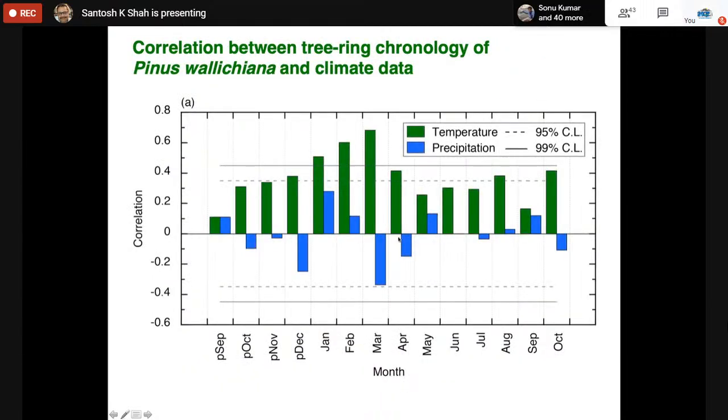And when we compared with the climate record, that is temperature and precipitation and tree ring, we got a signal that this tree responded with a very positive, significant correlation with the temperature of the winter months. So once we get the winter month climatic signals significantly, then we can reconstruct the winter month temperature record.